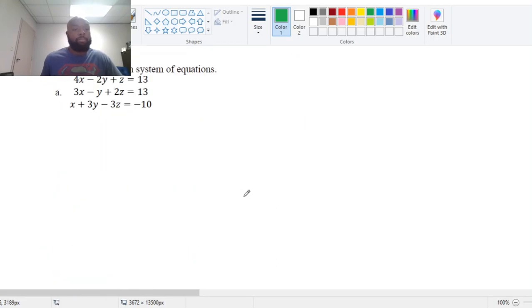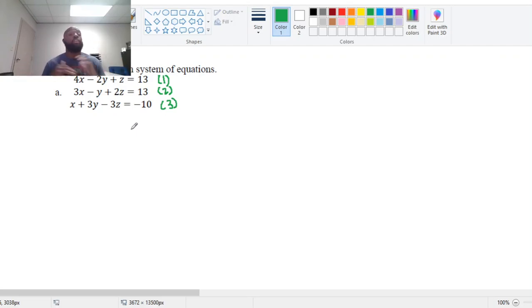Let's look at an example. I have this system here. I have three equations: equation one, equation two, and equation three. I'm just going to give them a name. Our goal is to get rid of one of these variables and to reduce this system into a system of two equations and two variables.